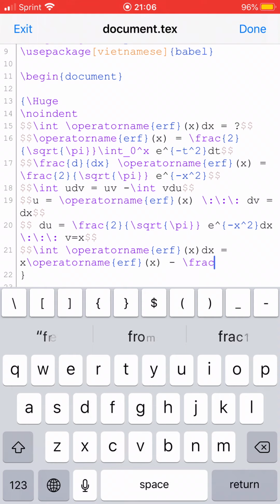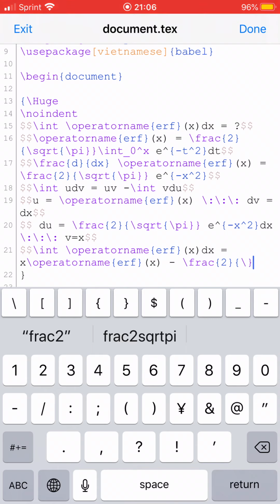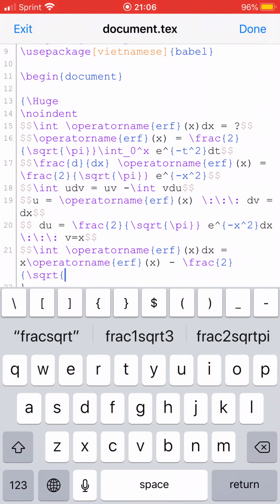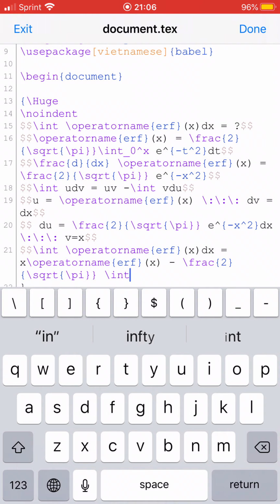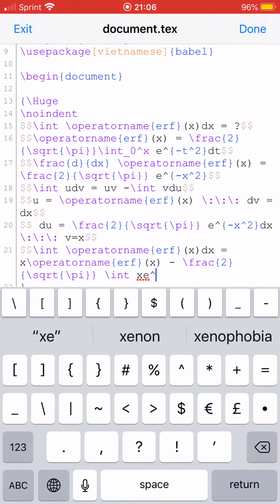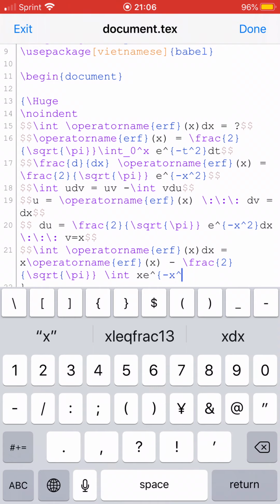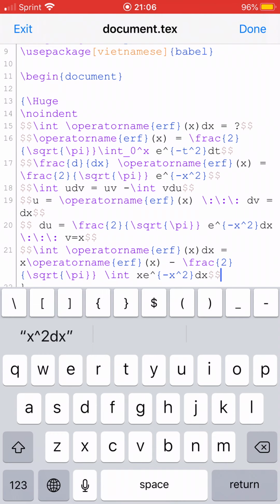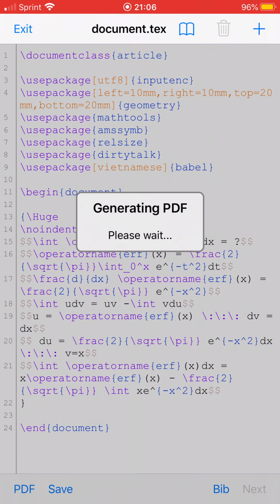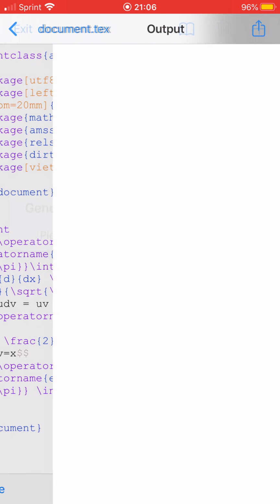So minus 2 over square root of pi times the integral of x e to the negative x squared. I just forgot what I was going to type for a second. I hope I typed it right.